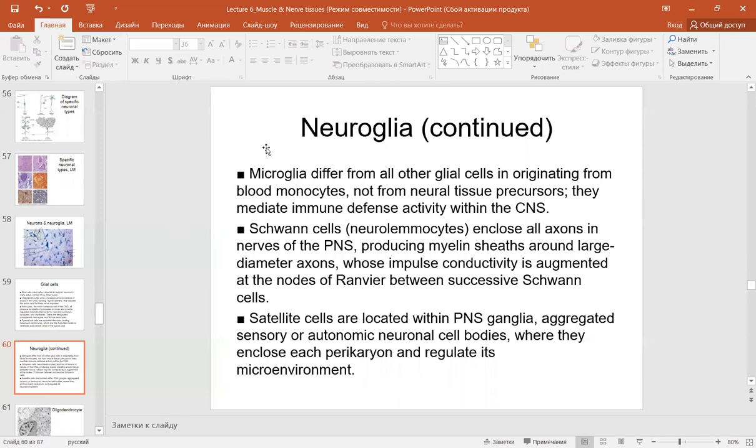Schwann cells or neurolemmocytes enclose all axons in nerves in the peripheral nervous system, producing myelin sheaths around large diameter axons whose impulse conductivity is augmented in the nodes of Ranvier between successive Schwann cells. Satellite cells are located within peripheral ganglia, aggregated sensory and autonomic neuronal cell bodies, where they enclose each perikaryon and regulate its microenvironment. So in the peripheral nervous system, these cells are called Schwann cells or neurolemmocytes and satellite cells or mantle cells surrounding the ganglia.